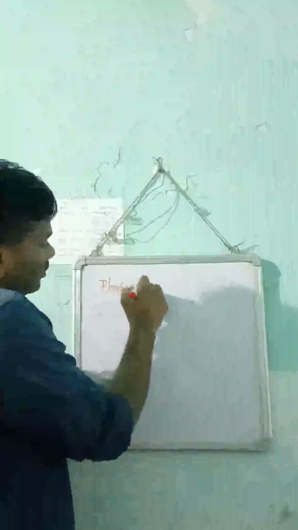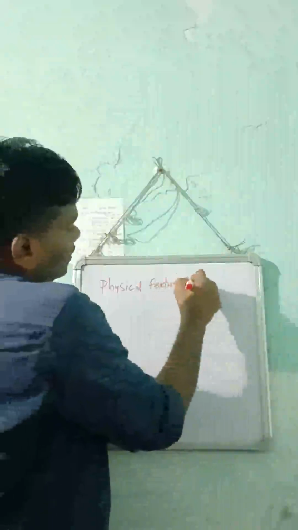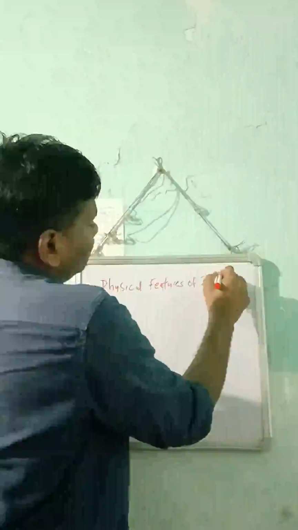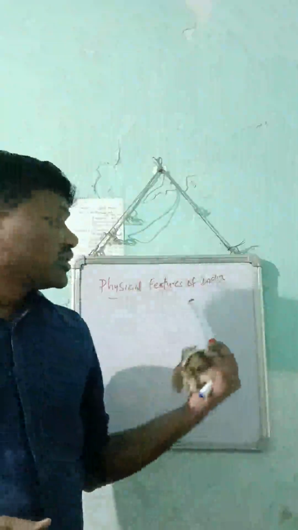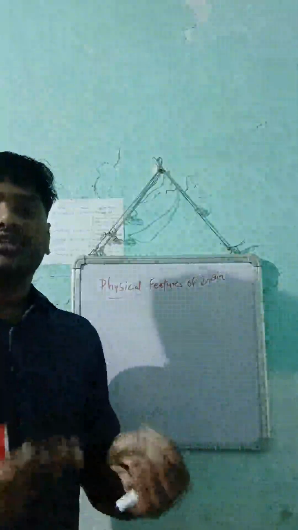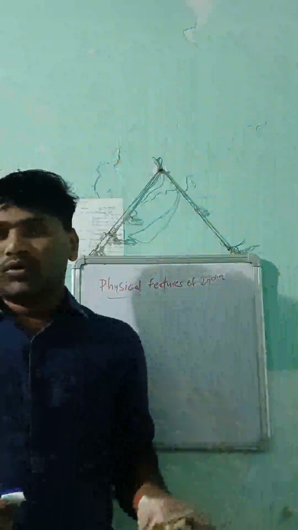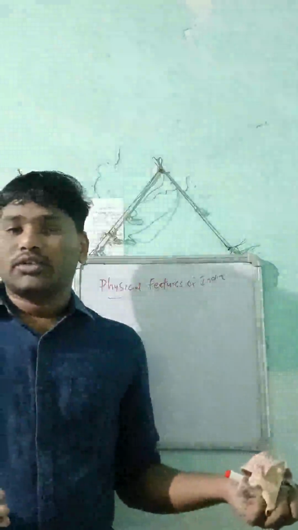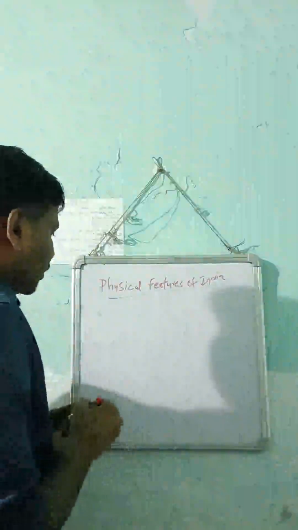Today I will tell about the physical features of India. Before we know about the physical features of India, we first learn about the location and size of India. Where is India located on the globe, and what is its size in terms of the world? First, we know about the location.